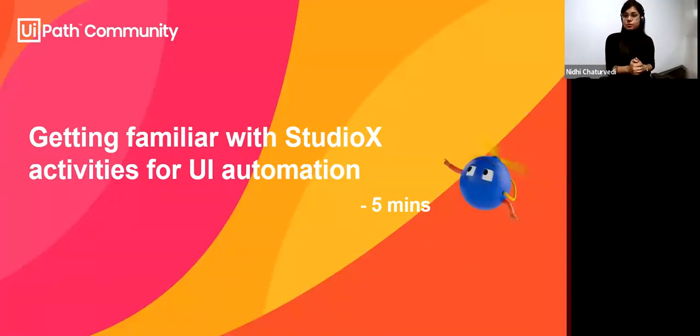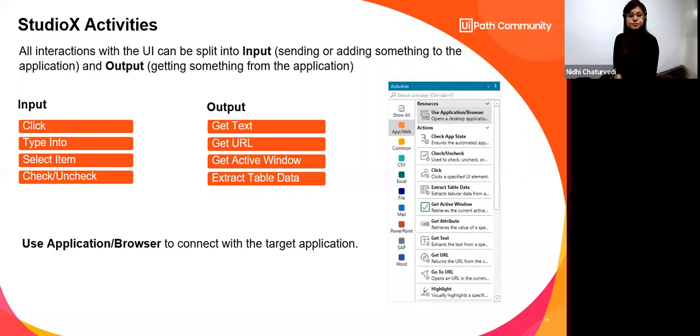Okay, so we have been talking about what UI automation is and why we need it. Now, how do we do it with StudioX? If you attended the first session on StudioX, you would have seen that StudioX gives you various building blocks called activities that help you simulate those actions on the screen. So let me share the next screen.